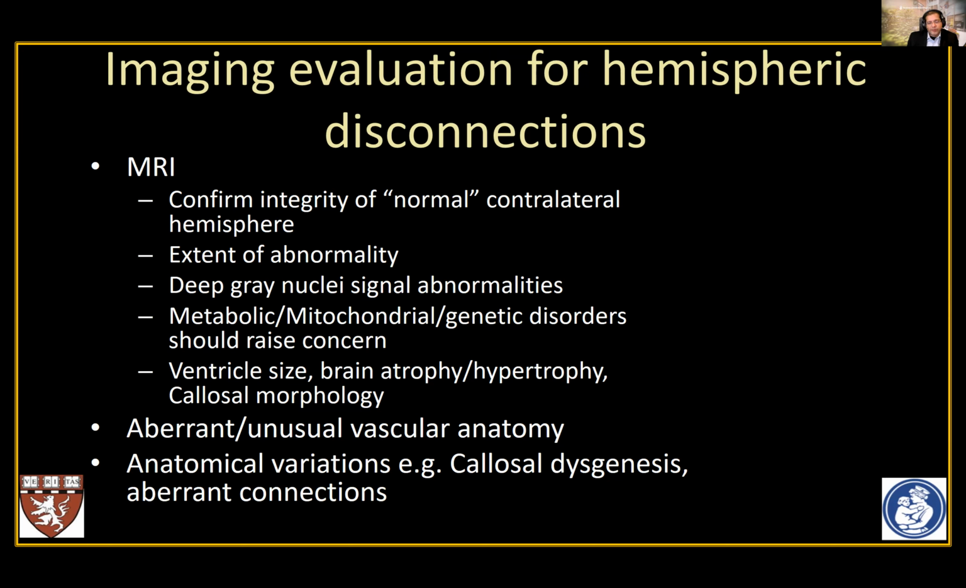The next thing to look at is the ventricle size. Look for any signs of brain atrophy or hypertrophy, and then look at the callosal morphology. Is there any callosal dysgenesis or some kind of callosal anatomy variation that you should warn the surgeon about? And finally, look at the vascular anatomy, for example, azygous anterior cerebral artery, etc., which are used as landmarks for the surgeons to locate structures.